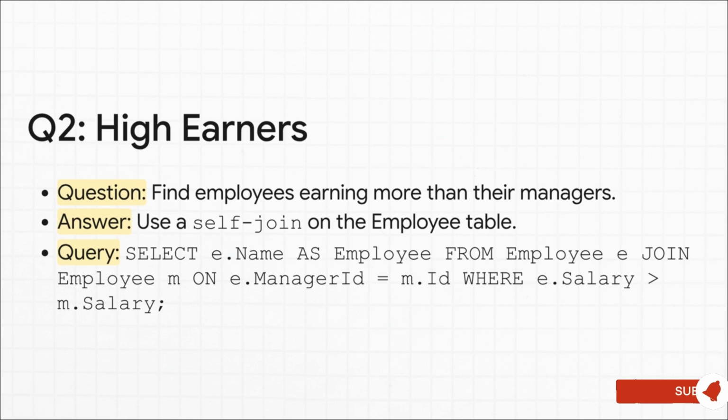The whole trick is to pretend the employee table is actually two different tables. You just give them aliases, right? So you'll have one called E for the employee and another one called M for the manager. Then you just join E to M, where the employee's manager ID is the same as the manager's ID. Once you've made that connection, it's a piece of cake. Just a simple where clause to see if E.salary is greater than M.salary.